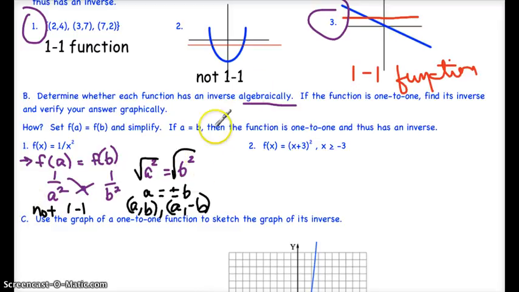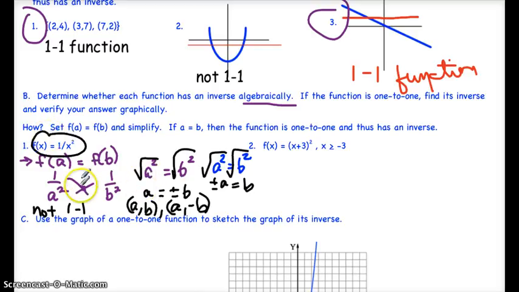Had I decided to solve for b rather than a, would I have had the same result? Let's check that out. So a squared equals b squared. Again, we're going to solve for b this time, so we take the square root of both sides, and b is equal to positive or negative a. And we see again that if we wrote an ordered pair, we would not have a one-to-one correspondence. So this function is not one-to-one, and why is that important to know? If it's not one-to-one, it does not have an inverse. Let's look at number 2.